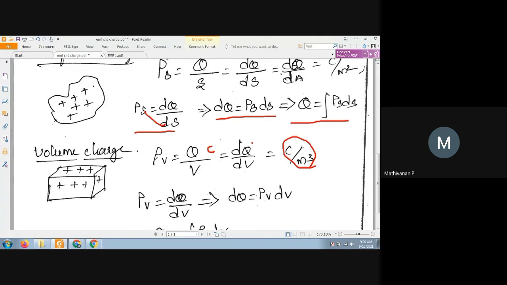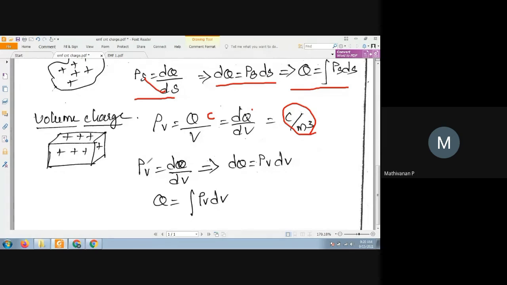Now from this concept, we are going to calculate the total charge. How will we calculate the total charge? If we bring this dV to the other side, we will get the differential charge. dq is equal to rho v dV. Now if you integrate it, you will get integration of rho v dV. So this is the final expression of your differential charge, differential volume, differential surface with respect to charge density.